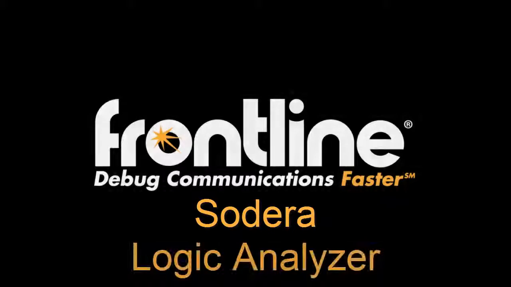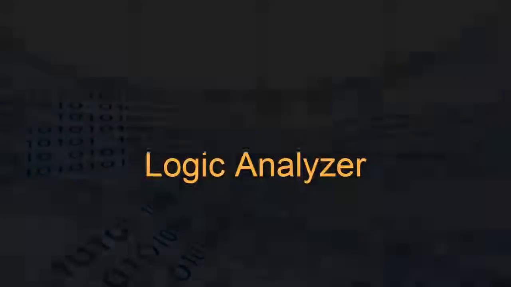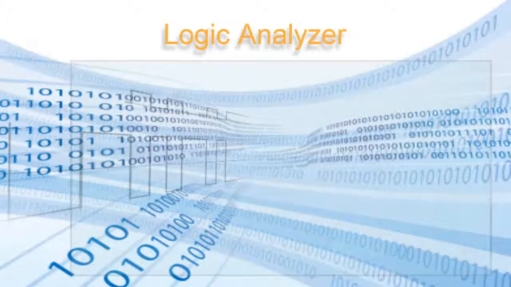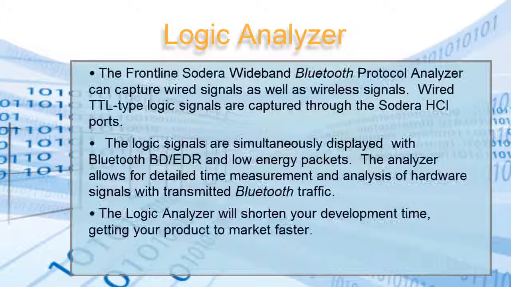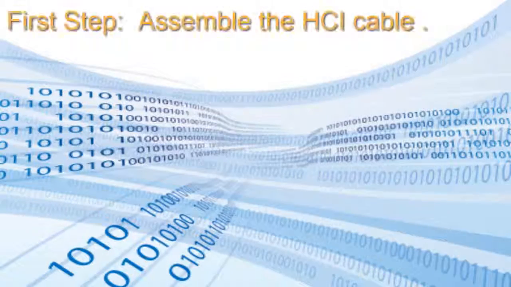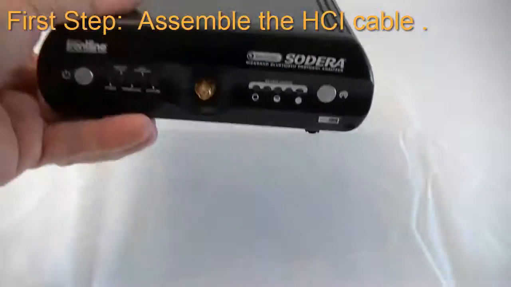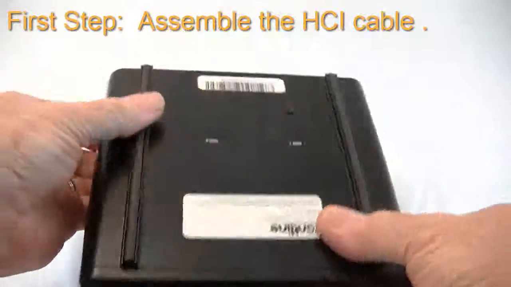The Sodera Wideband Protocol Analyzer can capture and analyze wired signals as well as wireless traffic. In the Logic Analyzer, wired TTL type signals are displayed with classic and low-energy Bluetooth packets. You can make accurate relative time measurements between the logic signals and the Bluetooth packets. The first step is to assemble the hardware to capture wired signals.